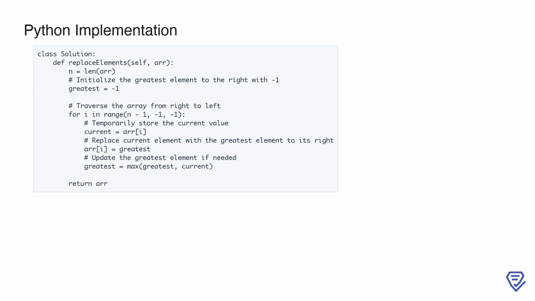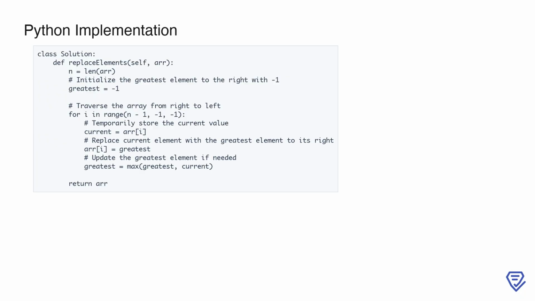3. Key steps in the loop. The current value of the element at index i is temporarily stored. This is necessary because i will be updated in the next step. The current element is replaced with the value of greatest, which holds the maximum element encountered so far to the right. The greatest variable is then updated to the maximum of its current value and the current value, the original value at index i. This update ensures that greatest always holds the maximum value of all elements processed so far. 4. Return value. After the loop completes, the transformed array is returned.